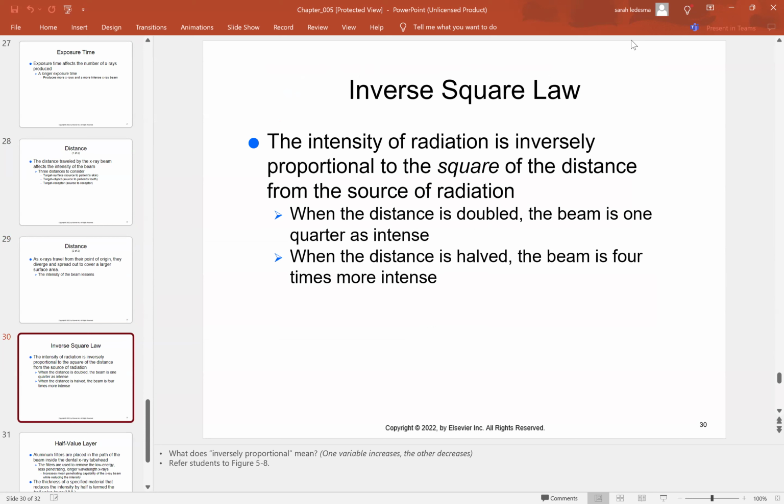Inverse square law. The intensity of radiation is inversely proportional to the square of the distance from the source of radiation. When the distance is doubled, the beam is 1/4 as intense. When the distance is halved, the beam is 4 times more intense.